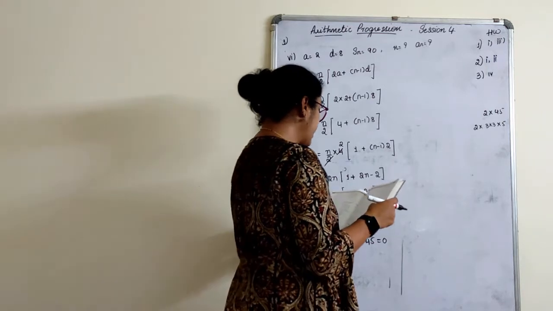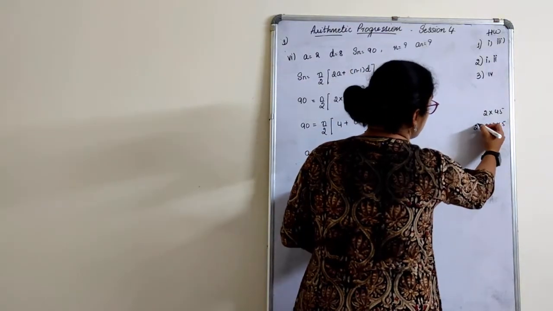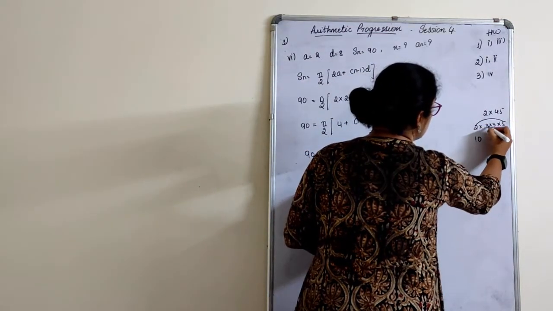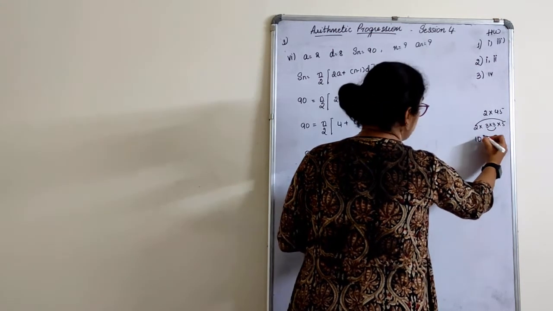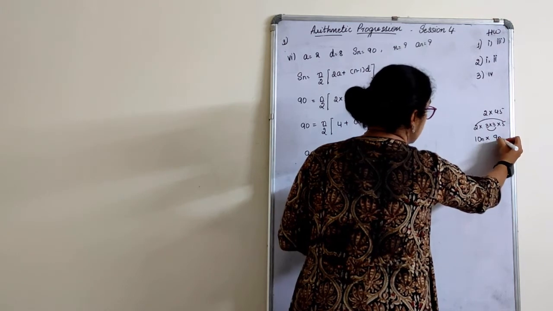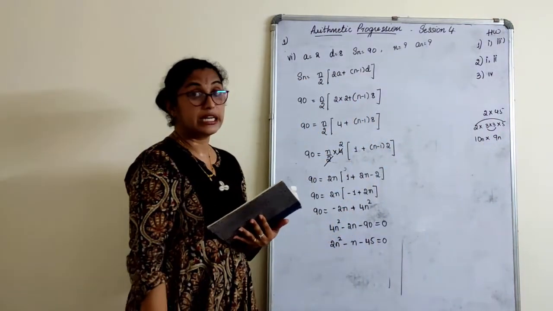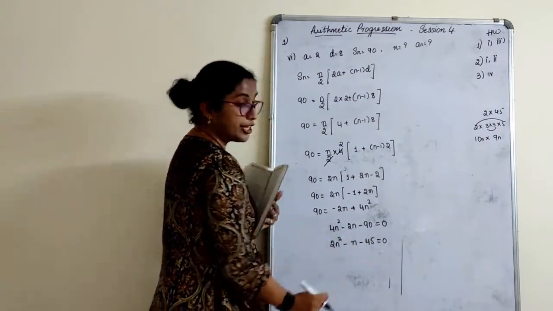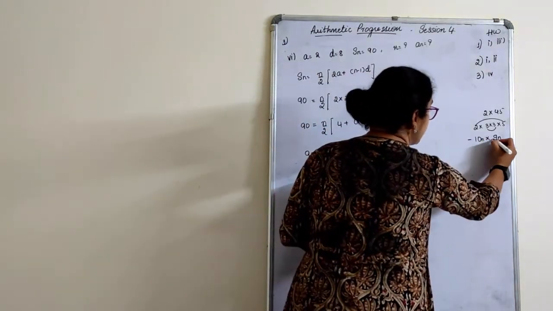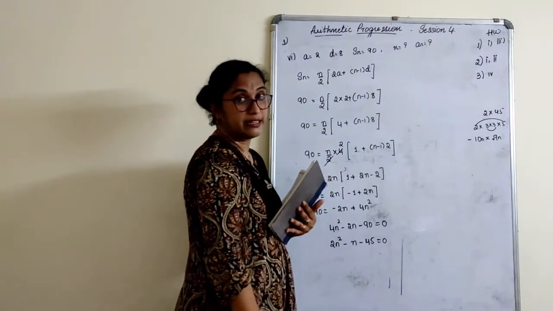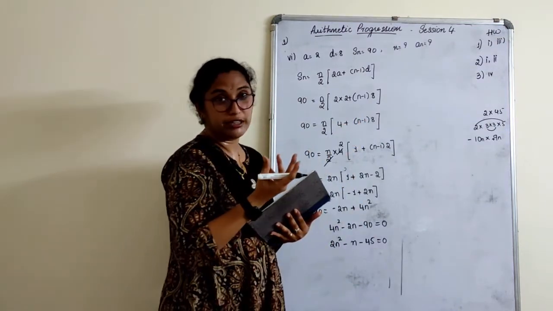So what factors can we get here is 10 and 9. So it is n here, 10n and 9n will give you 90n square. That is the product of these two. I want minus n, so minus 10 and plus 9, right? Just understand how we got the factors there.